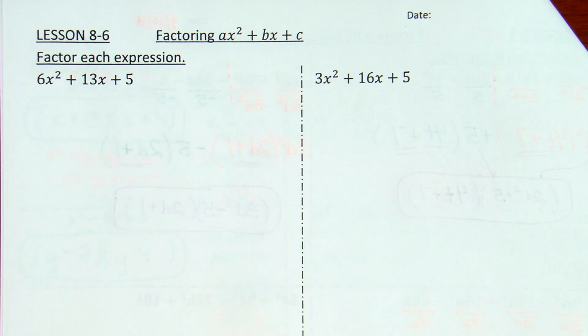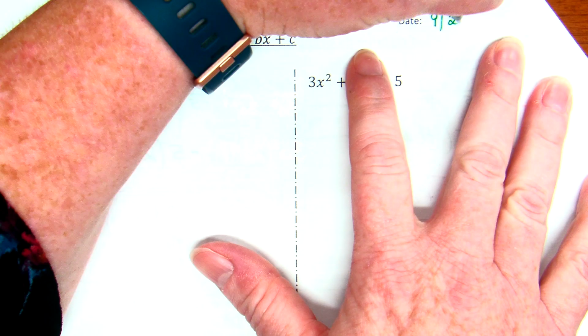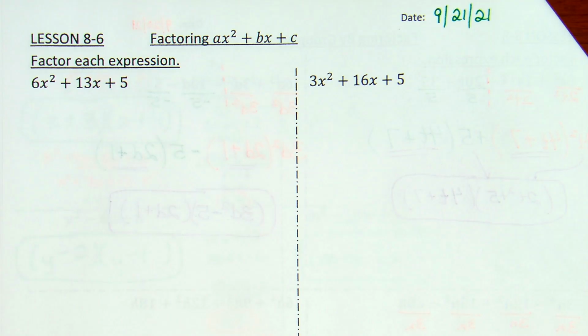Instead of assigning a project, I'm just going to talk through a lesson with you. So, what is this? This is the 21st. And we are backtracking to look at lesson 8.6. There's a reason I go out of order, and it has to do with that whole factoring by grouping. We're going to use that here. Not in step 1, but we're going to use it eventually.